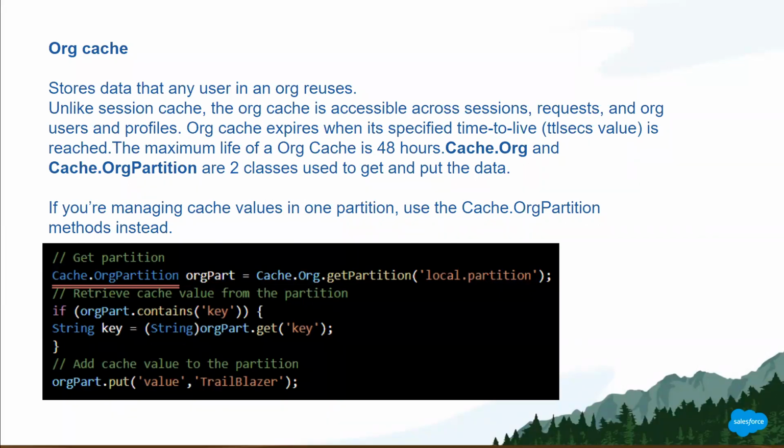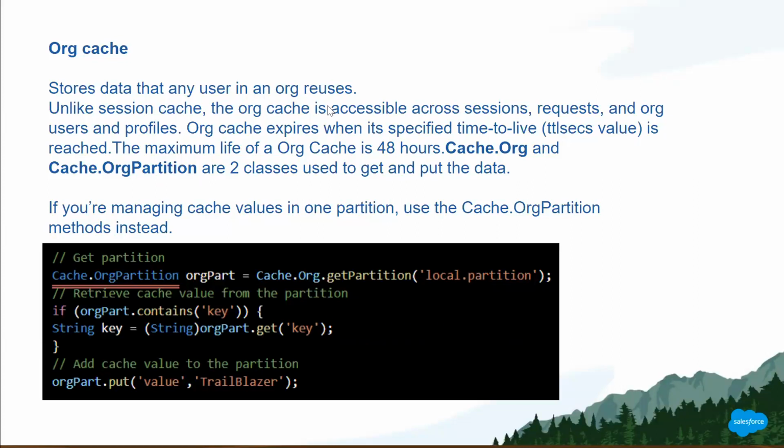Again, if you are using platform cache in multiple scenarios, I'll suggest using org partitions: create multiple partitions and use them for multiple scenarios. If you see this code snippet, I have just instantiated that particular org partition and got my partition here with Cache.Org.